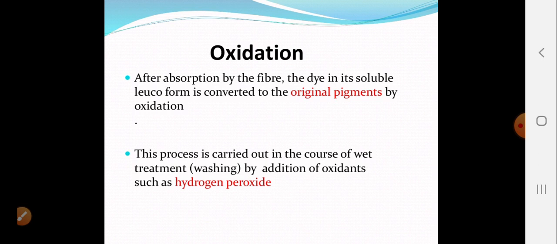After the dye is made soluble by reduction, it is absorbed by the fiber and it is dyed. The dye, made soluble and liquefied, is converted again to the water-insoluble form by oxidation. This process is carried out in the course of vat treatment by addition of oxidants. For oxidation, an example of the oxidants used is hydrogen peroxide.